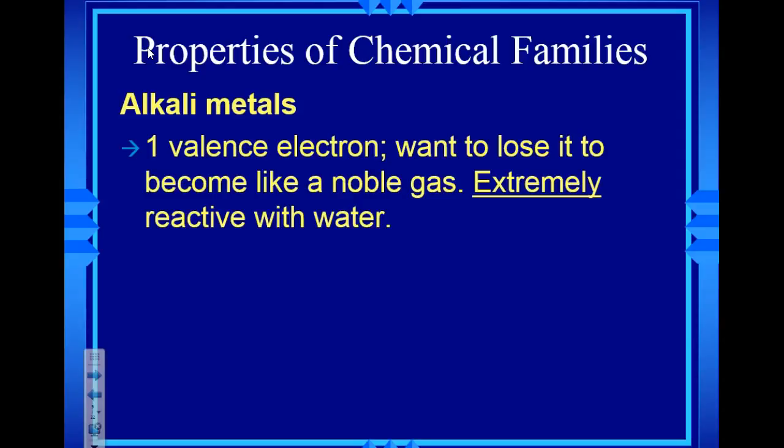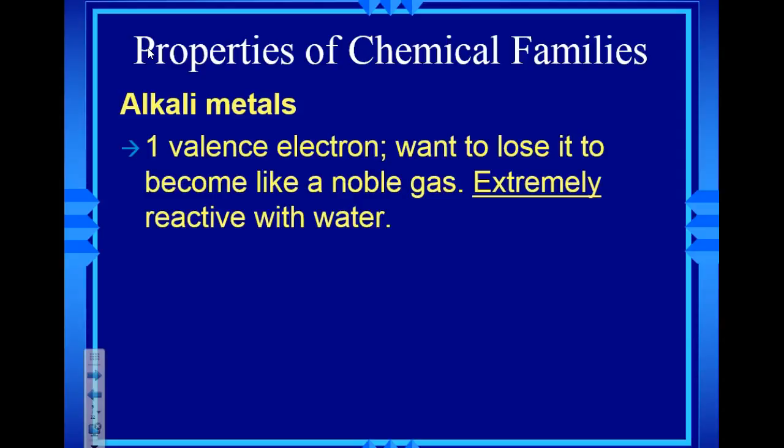If I have 11 protons for sodium, I have 2 electrons in the first energy level, 8 electrons in the second energy level, and 1 electron in the last energy level. The electrons in the last energy level are given a special name, and they are called valence electrons.